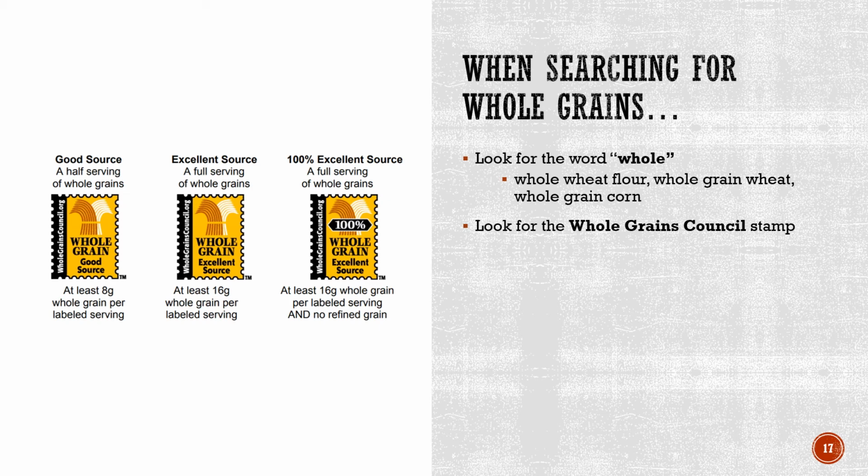Another way is to look for the Whole Grains Council stamp. As you see here on the left, a good source of whole grains is those that contain at least 8 grams of whole grains per serving. Here in the middle, an excellent source of whole grains are products that contain at least 16 grams of whole grain per serving. And here on the right, 100% excellent source of whole grains would be those that contain at least 16 grams of whole grains per serving and no refined grains.